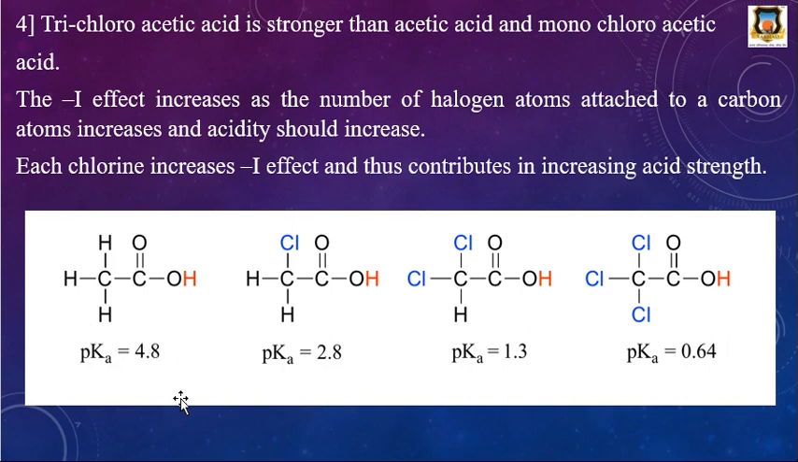Therefore, acidity increases from acetic acid to monochloroacetic acid. Monochloroacetic acid is a weaker acid than trichloroacetic acid, and trichloroacetic acid is a stronger acid than the rest of these acids.